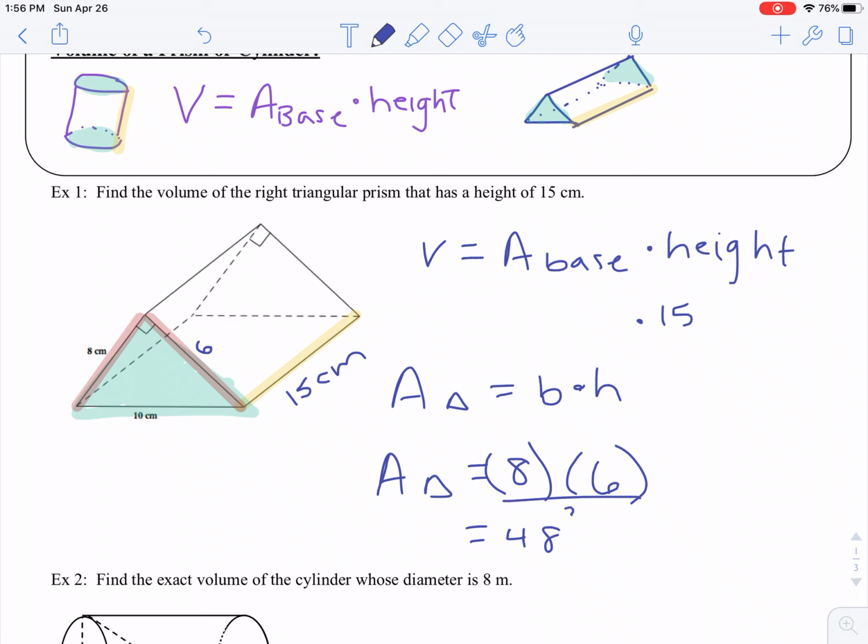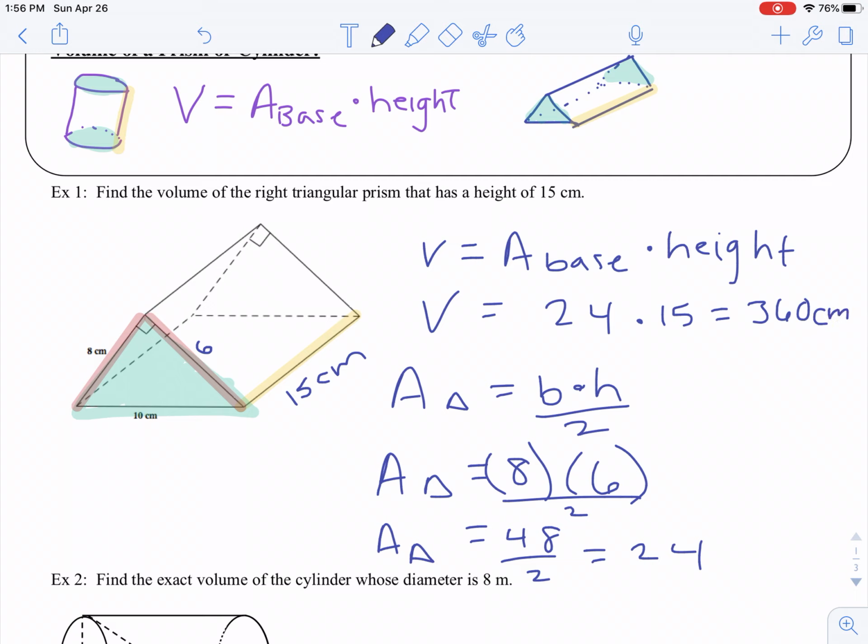Okay? So that tells me that my area of my triangle is 48, and then don't forget the area of a triangle is base times height over 2. I almost forgot that, right? Base times height over 2. Okay, so that tells me my area of the triangle is going to be 24. So my volume is going to be 24 times 15, which gives me 360. Now with volume, we have 3 dimensions, so we have centimeters cubed.